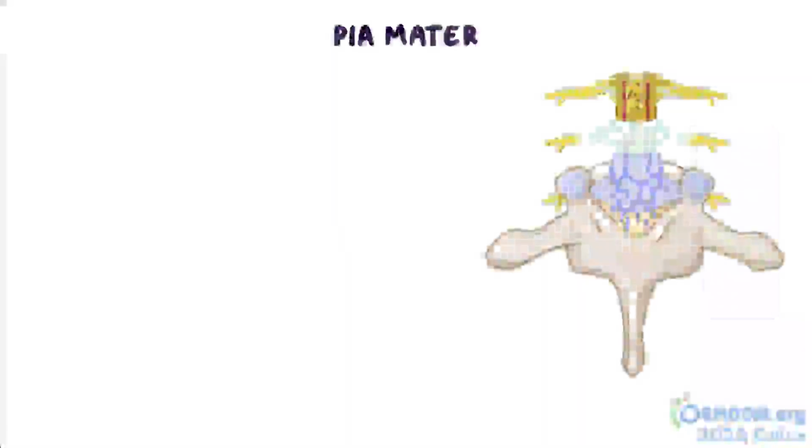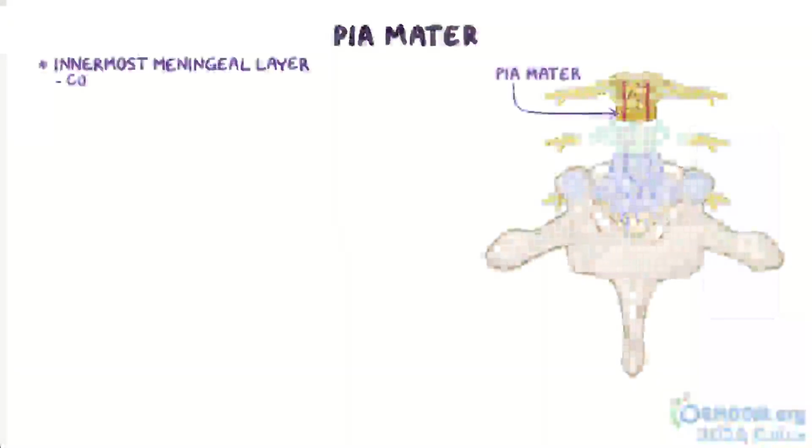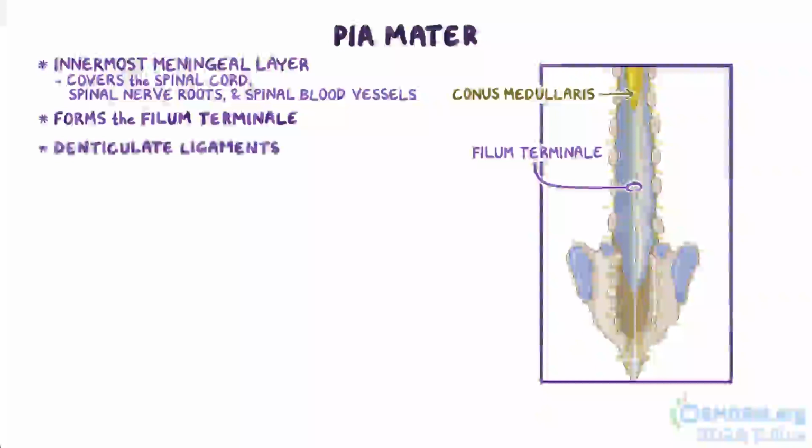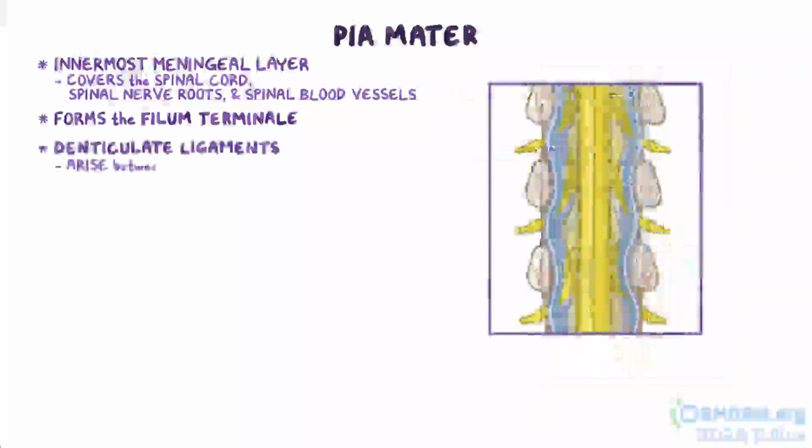The pia mater is the innermost meningeal layer which covers the spinal cord, spinal nerve roots, and spinal blood vessels. A fine thread of the spinal pia mater forms the filum terminale, extending inferiorly from the conus medullaris. Laterally, the pia mater forms extensions along the spinal cord called the denticulate ligaments. These ligaments arise between the anterior and posterior nerve roots on both sides of the spinal cord.